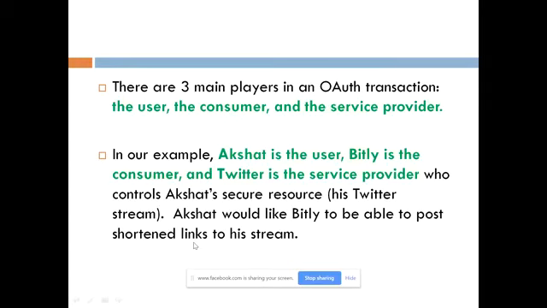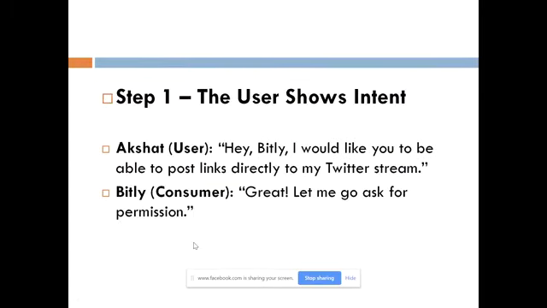So how does this process actually take place? Step one: Akshat tells bit.ly, hey bit.ly, I would like you to be able to post links directly to my Twitter stream. So bit.ly says, okay, now I have to go to Twitter and ask permission for that. It can't directly access Twitter, right? There needs to be some kind of permission format for that. So bit.ly will now go and ask Twitter for permission.